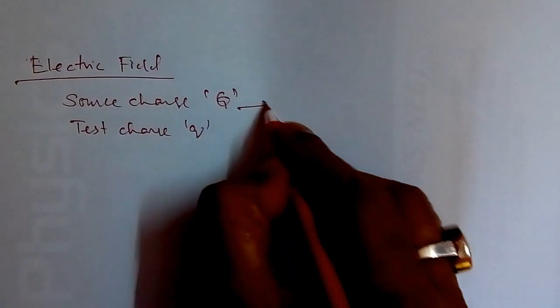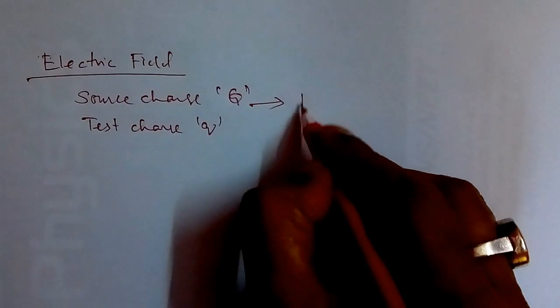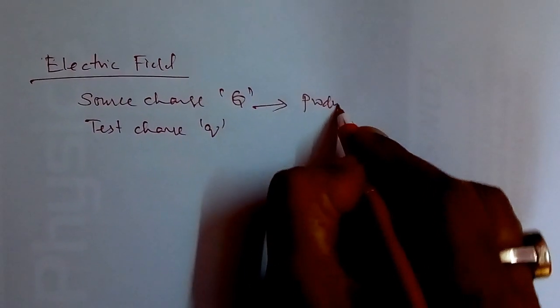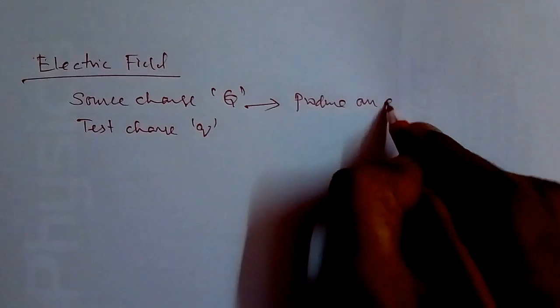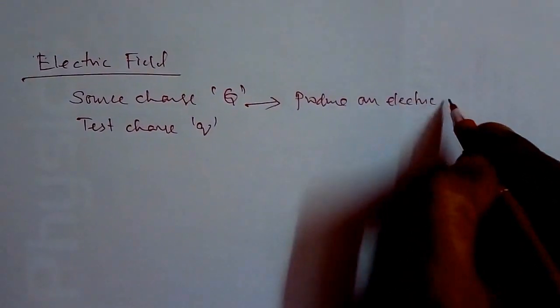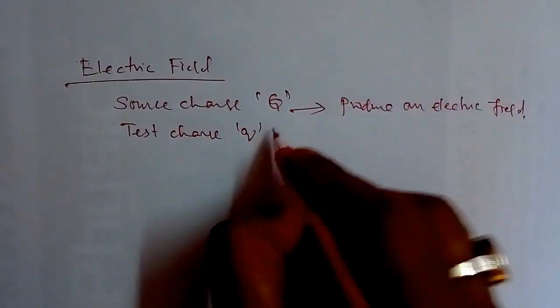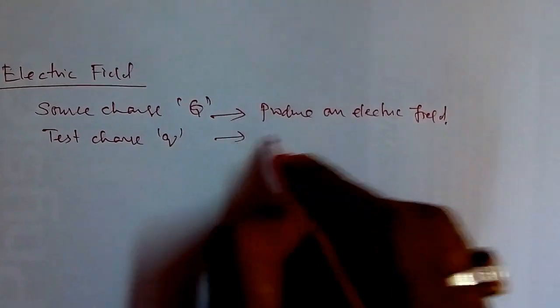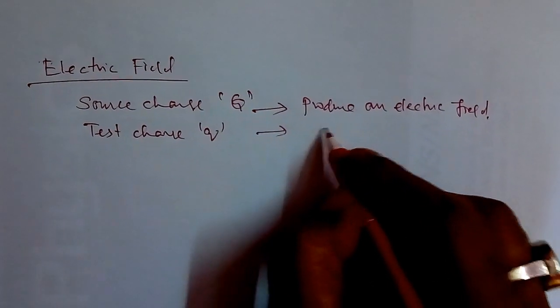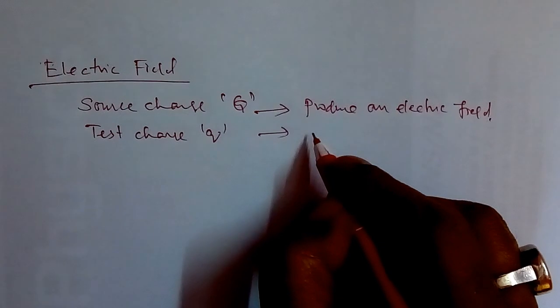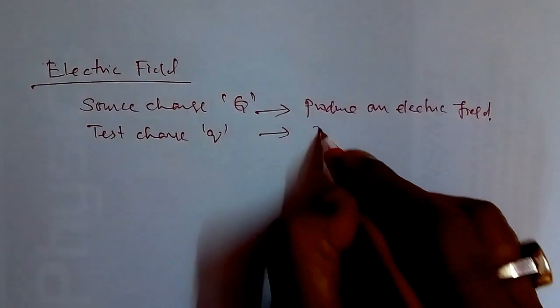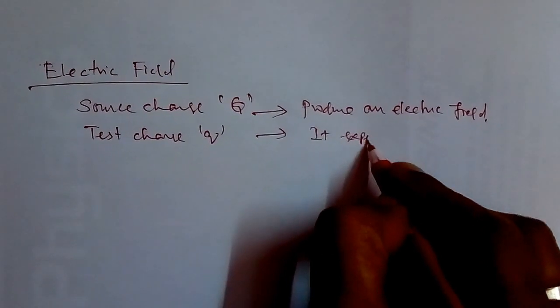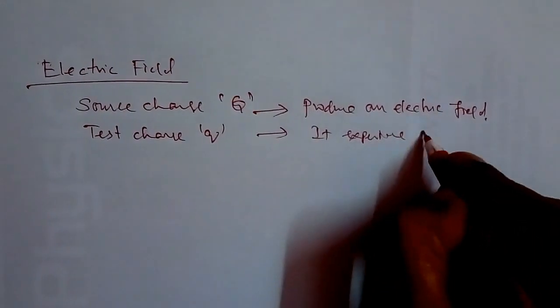Now source charge is something which will produce an electric field, and test charge is something which is actually experiencing the electric field. It experiences an electric field.